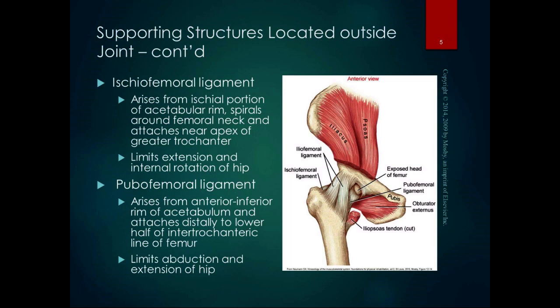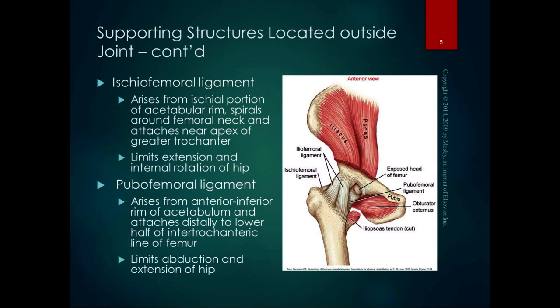The pubofemoral ligament arises from the anterior inferior rim of the acetabulum and attaches distally to the lower half of the intertrochanteric line of the femur. So that's that spiraling that I was talking about. It limits hip abduction and extension. So all three of those, iliofemoral, ischiofemoral, and pubofemoral, limit hip extension. So we've got three huge beefy ligaments, one with two legs, limiting hip extension.